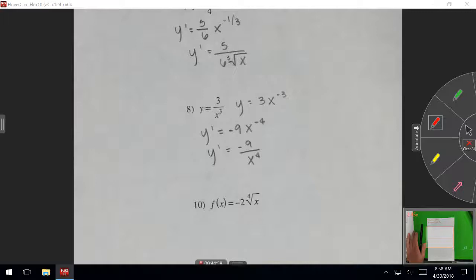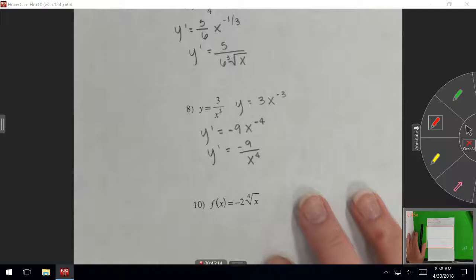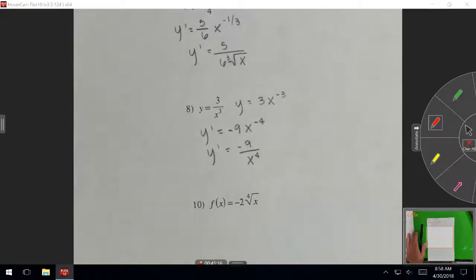Okay, I rewrote it as 3x to the negative 3rd, and then I multiplied 3 times negative 3, which is negative 9, and negative 3 minus 1 is negative 4, and then I put the negative 4 in the denominator, so I got -9 over x to the 4th. Very good. Does everyone understand why she had to rewrite it to begin with? There was a variable in the denominator, and in order to take the derivative of something, you have to have an exponent. That's why she rewrote it like that. Very good. Number 9 and 10, Noah.